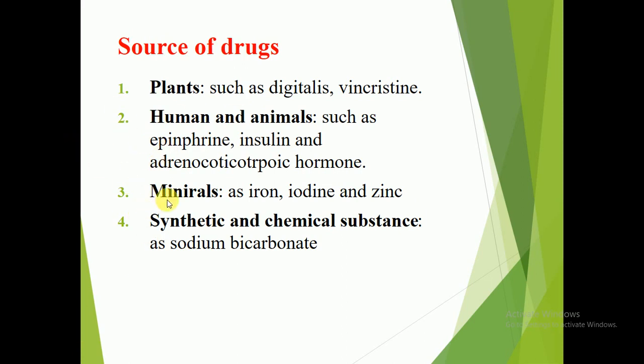The third one is mineral sources. For example, you can obtain drugs like iron, which comes under the category of minerals, iodine and zinc. The fourth one is synthetic and chemical substances, for example sodium bicarbonate. This is one of the chemical substances or synthetic sources from which different types of drugs are obtained. So this was all about the basic terms and basic terminologies related to pharmacology.